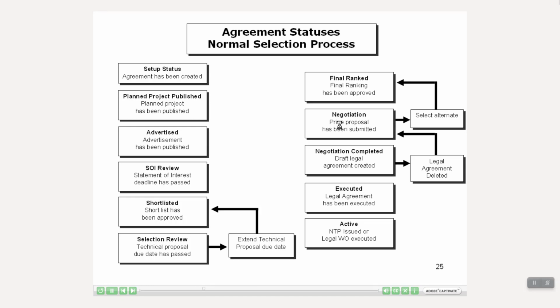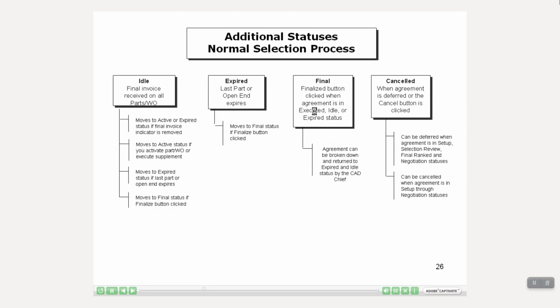Once that occurs, there are some additional statuses that you may see, once the legal agreement is executed and you have active parts or work orders. In the upper left-hand corner, the first status you see is idle, and that will occur when the final invoice has been received on all parts and work orders.